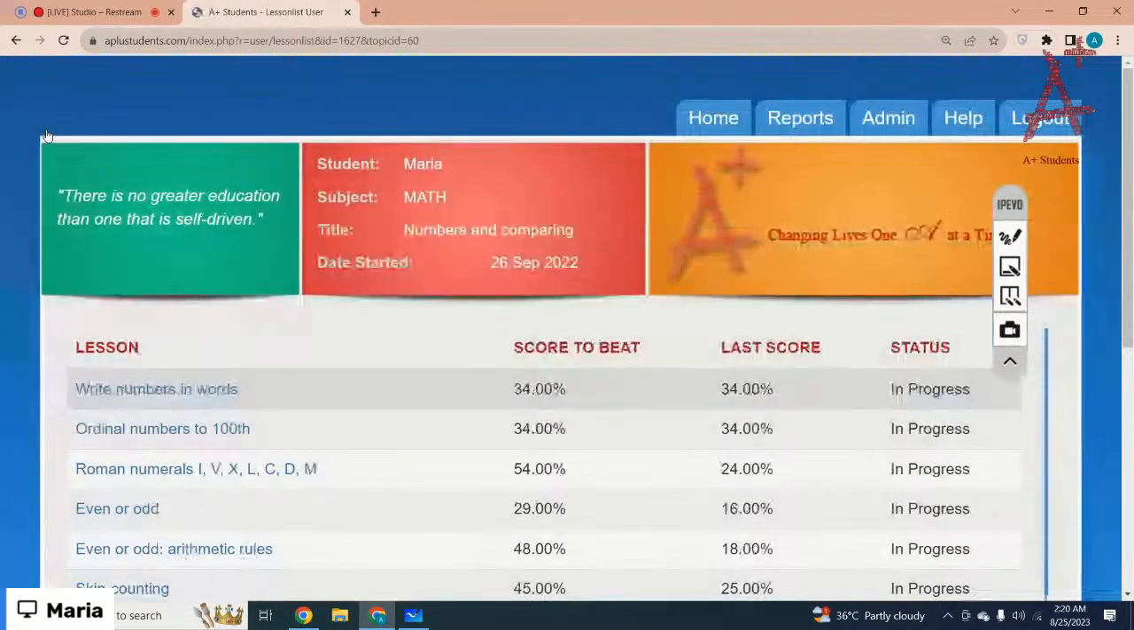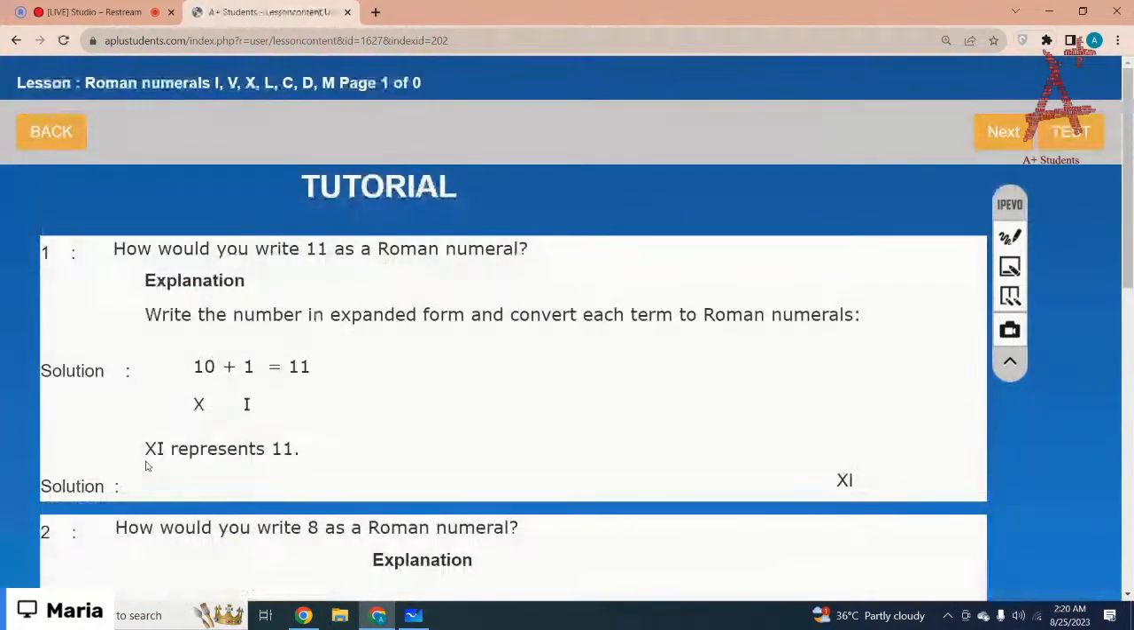The next lesson is Roman numerals. Basically, Roman numerals is another way to represent the numbers, right? How would you write 11 as a Roman numeral? So basically, you have to expand 11, right? 10 plus 1 is 11, right?